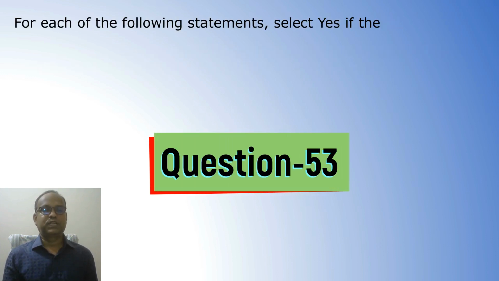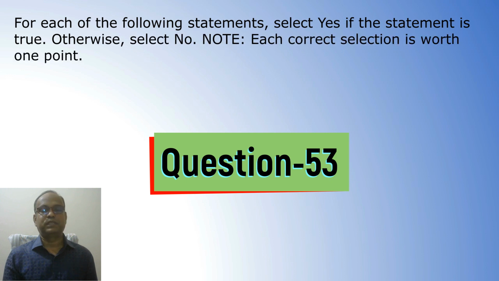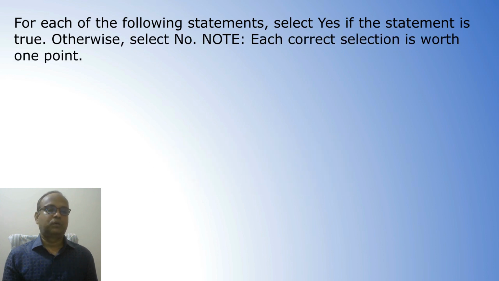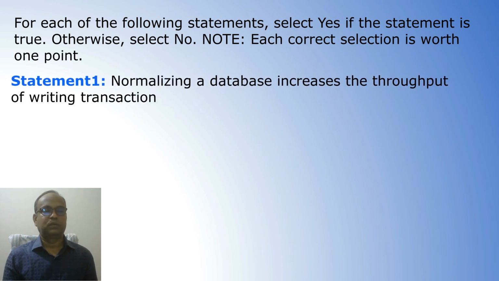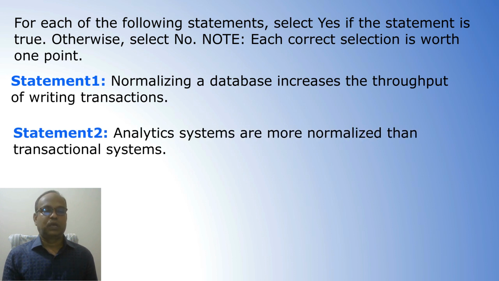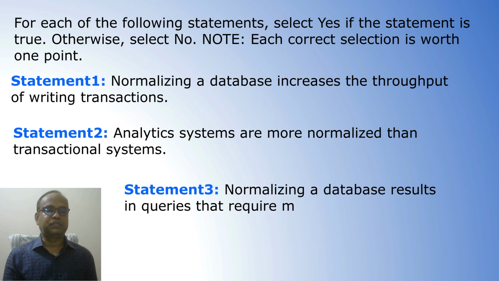Next question. Question number 53. For each of the following statements, select yes if the statement is true. Otherwise, select no. Each correct selection is worth 1 point. Statement 1. Normalizing a database increases the throughput of writing transactions. Statement 2. Analytics systems are more normalized than transactional systems. Statement 3. Normalizing a database results in queries that require more joins.